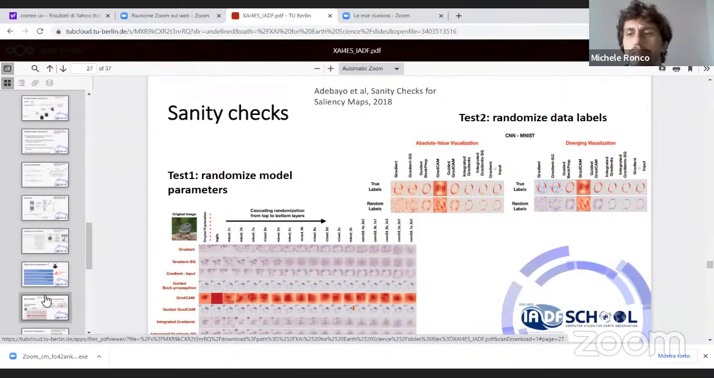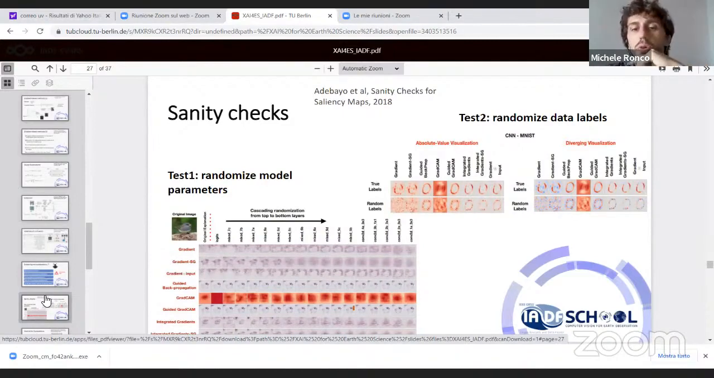In particular, one interesting aspect is that when the model is randomized, somehow most of these methods, as you can see in the saliency maps, reflect features of the inputs rather than the model. So you can see that there are like the shapes of the bird. So the model somehow is random, so it does not learn something, but the explanations are telling something more about the input than the model itself. And this is also something to consider and take into account.